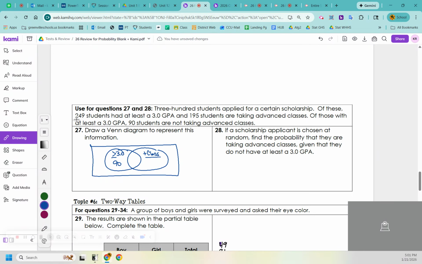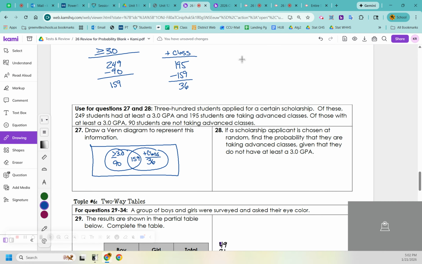So 249 minus the 90 that we already know, this is for at least a 3.0. Would give you 249 minus 90 is 159. That's what's in the middle. Okay, and then advanced classes has to add up to 195, and I already have 159 in the middle. So if we subtract them, it is 36. So 36 have to be on the just taking advanced classes but not having a 3.0. So that whole circle adds up to 195 now.